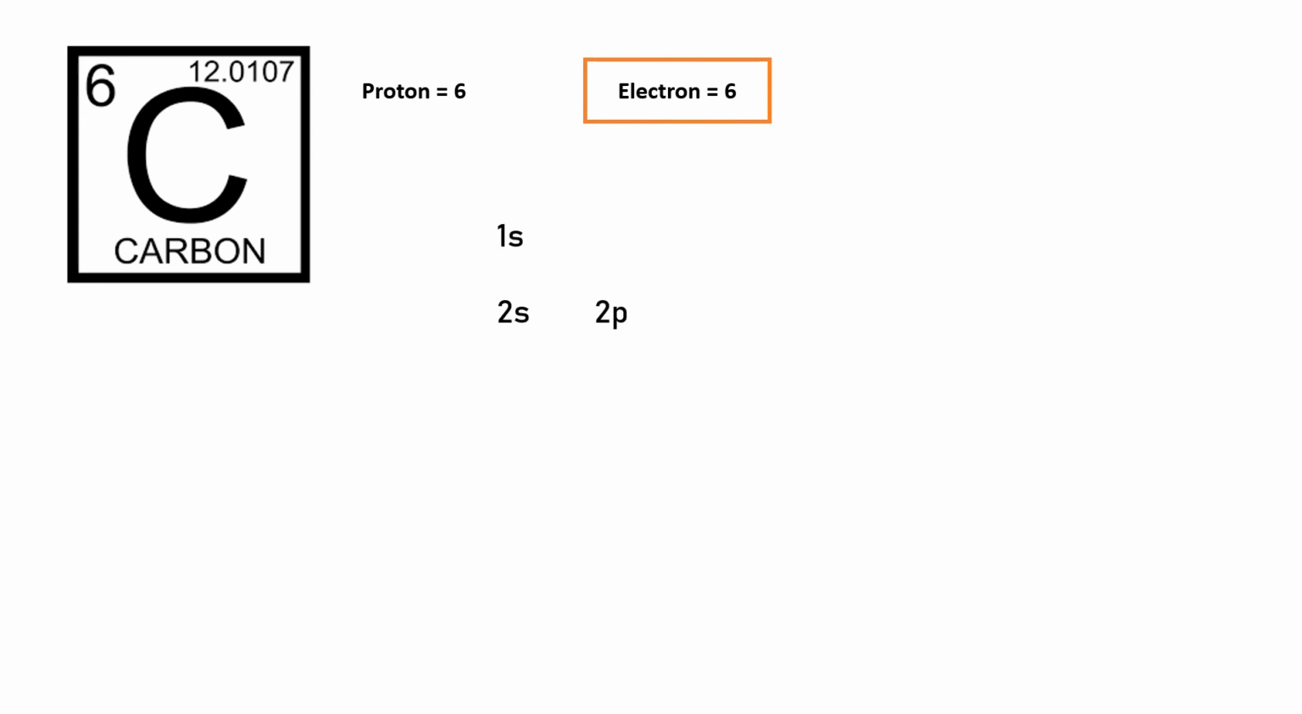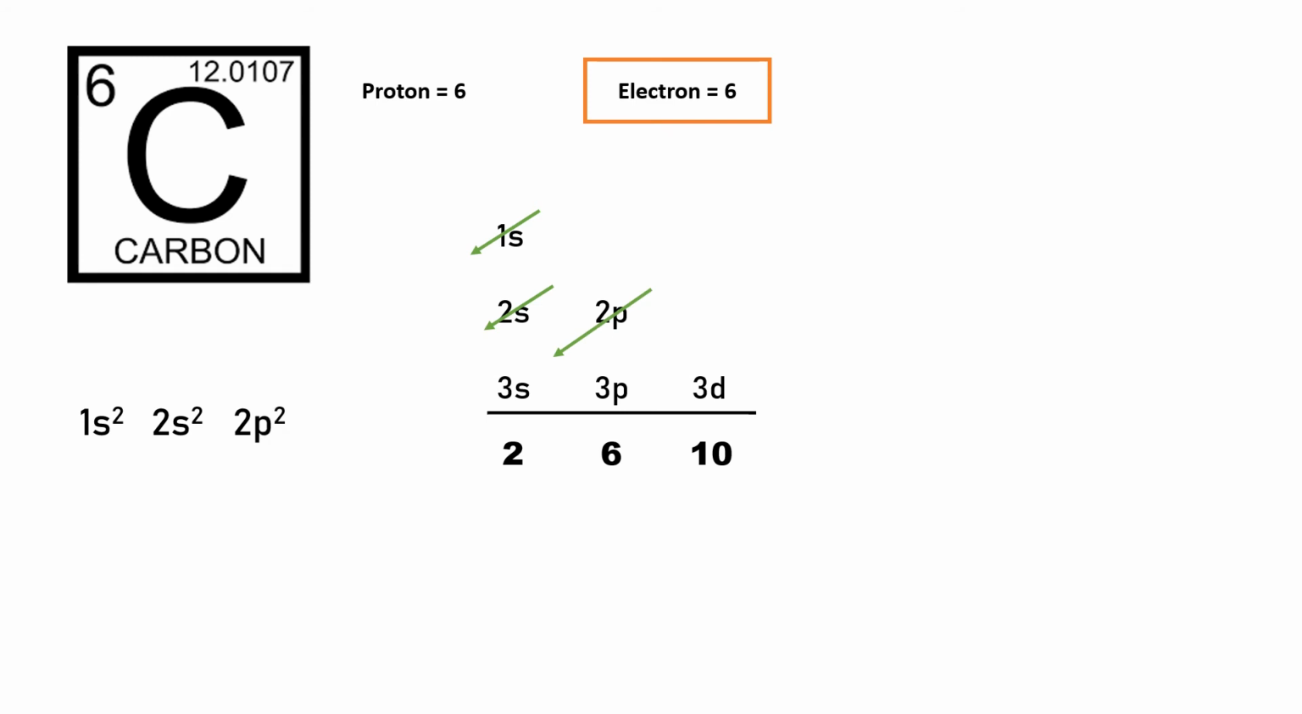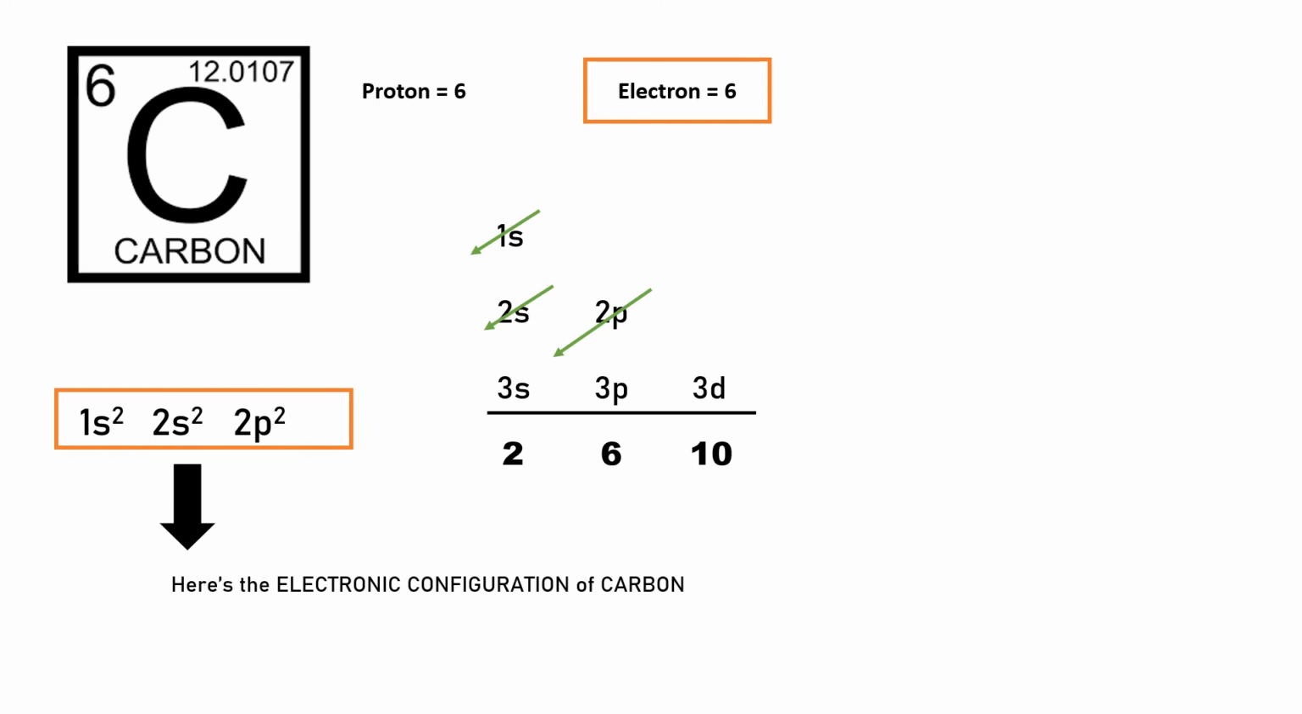So 1s, 2s, 2p, 3s, 3p, 3d. The s level can only hold up to 2 electrons, 2p, 6 electrons, and 3d, 10 electrons. So you need 6, so you can have 1s2, 2s2, 2p2, not 6, because if you use 6, you are exceeding the number of electrons, which is only 6. So 2 plus 2 plus 2 is 6. Therefore, this is the electron configuration for carbon.